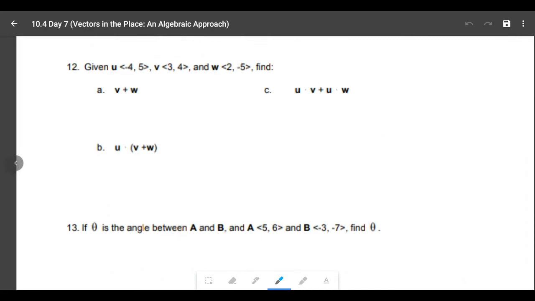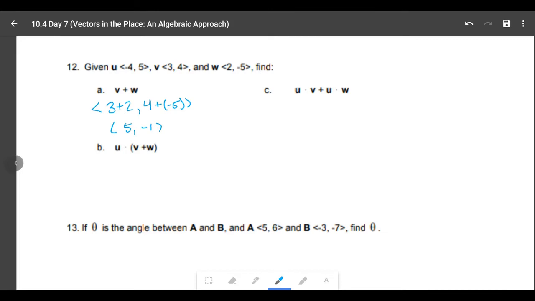Problem 12, we are going to go ahead and review some of the algebraic stuff we did yesterday, as well as work with the dot product. So for part A, we are just doing vector v plus vector w. So remember, we are just going to add those components and get this new vector. So that new vector should be 5, negative 1.